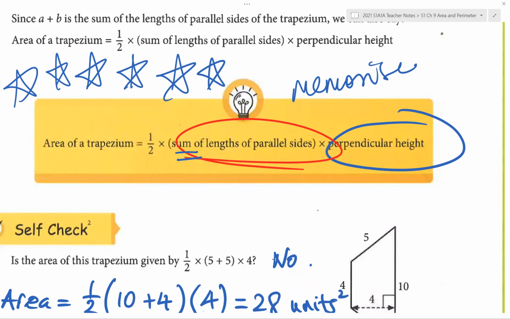Because there are 4 sides to a trapezium, right? 2 of them are parallel. Just add the 2 lengths. Just add only, plus. After that, multiply by the perpendicular height.